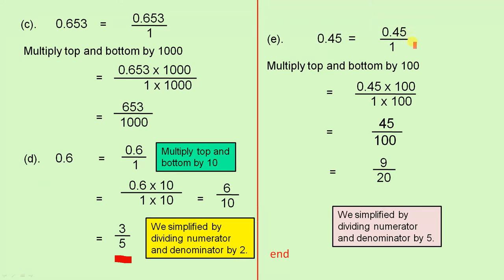0.45 equals 0.45 over 1. Multiply top and bottom by 100. 0.45 times 100 over 1 times 100 gives us 45 over 100, which simplifies to 9 over 20. We simplified by dividing numerator and denominator by 5. This is easier to do if you know your times tables. 45 divided by 5 gives us 9. 100 divided by 5 gives us 20. So 0.45 is 9 over 20.